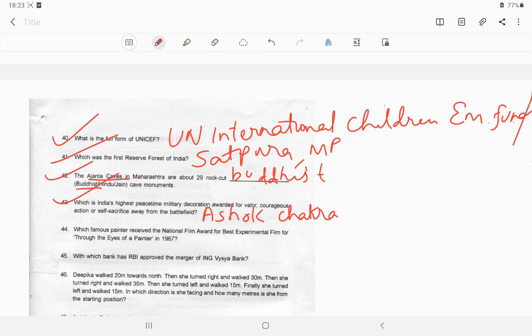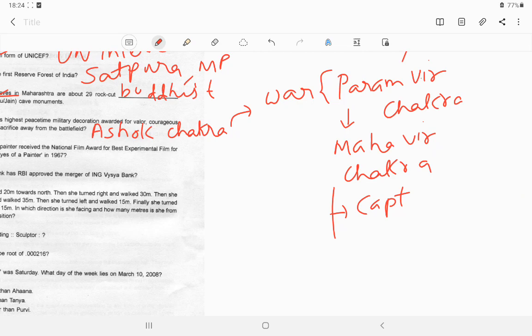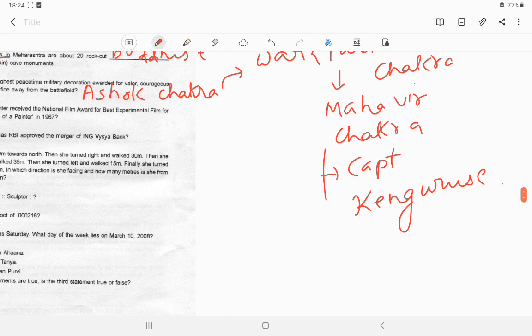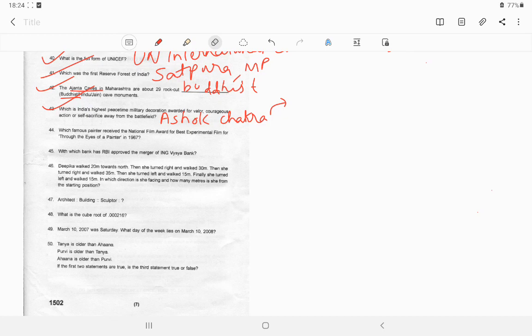The wartime equivalent is the Param Vir Chakra. Next comes the Mahavir Chakra. One more name to remember is Captain Kangaroo, who won the Mahavir Chakra in 1999 in the Kargil war. So remember this: which Naga won the Mahavir Chakra? It is Captain Kangaroo in the 1999 Kargil war. But the answer for today is the peacetime award, the Ashok Chakra.